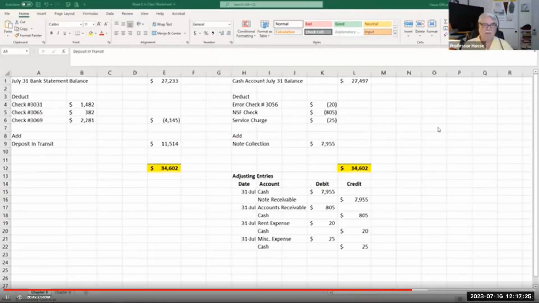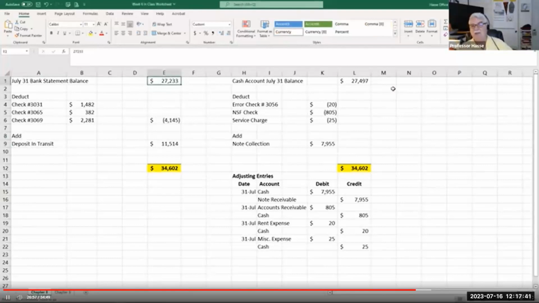So in Chapter 8, they're talking about an example of a bank reconciliation. So here's a company's bank account and their cash ledger balance on July 31st. They have $27,233 in the bank. They have $27,497 in their cash account ledger balance. So what you do now is you reconcile. If something appears on the bank statement that is yet to appear in your cash account, you have to reconcile it.